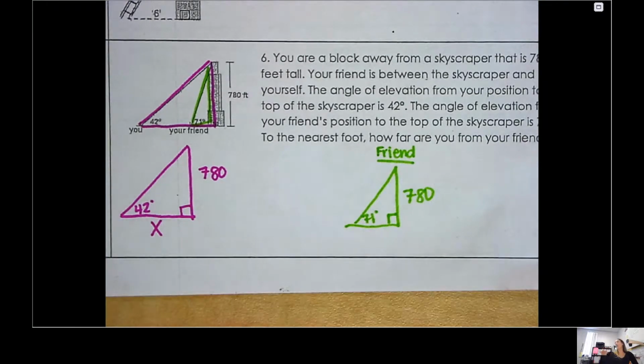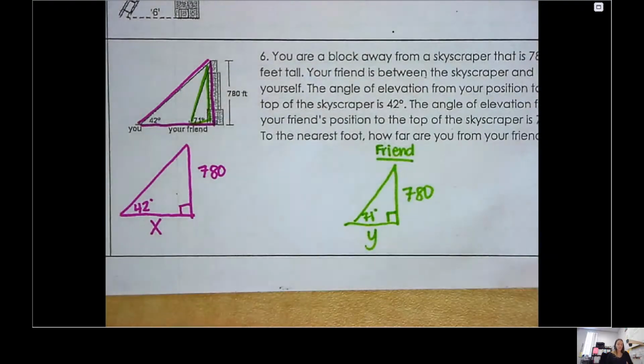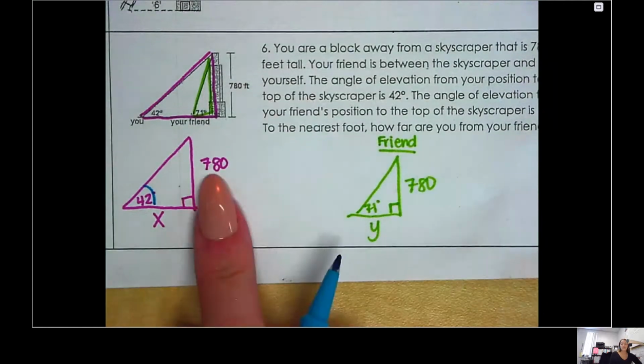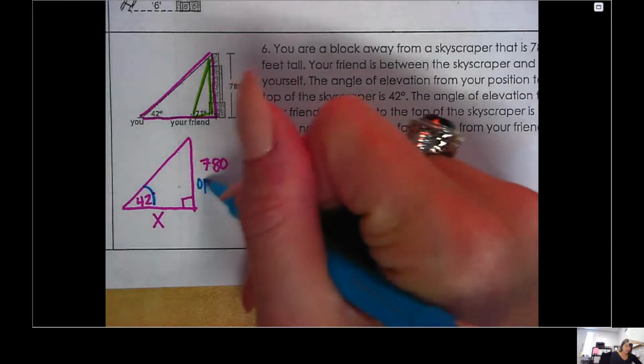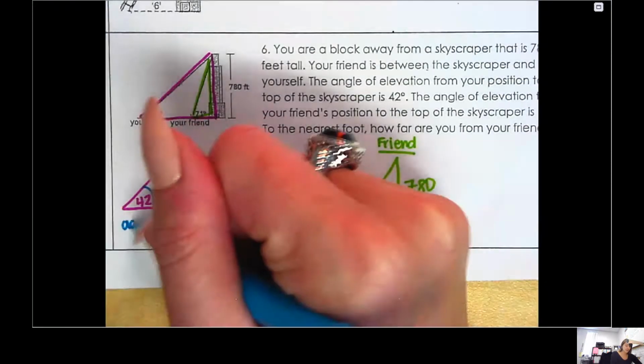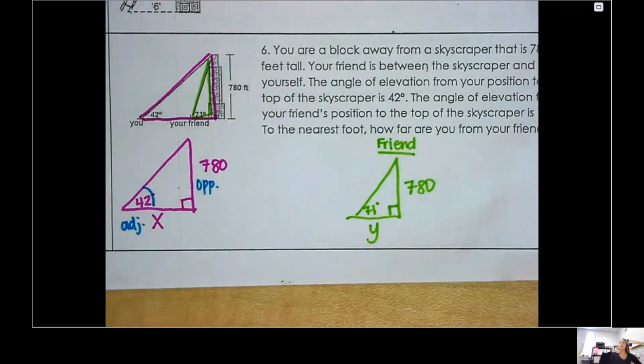I'm going to put a Y there just so we don't get confused. It's okay if you put an X, but I don't want to deal with two X's personally. All right, so let us solve the problem. If 42 is your reference angle, let's label the sides. Which one's the 780? Opposite. Which one is the X? Adjacent. Which one uses opposite and adjacent? Tangent. Who can set it up for me?